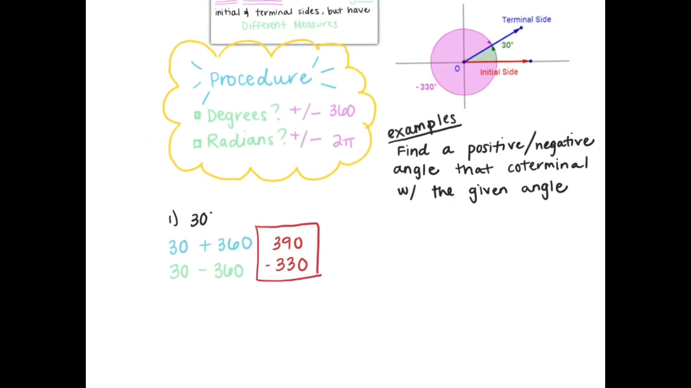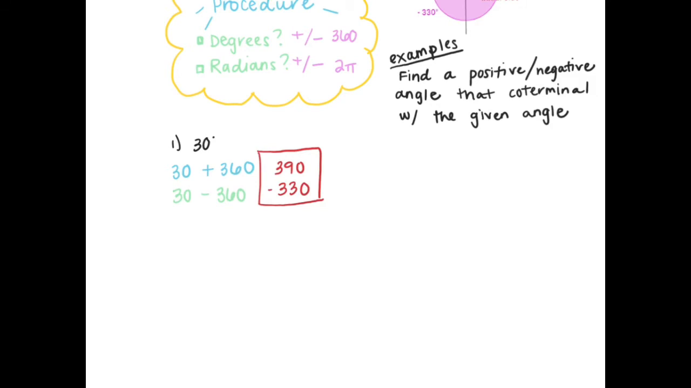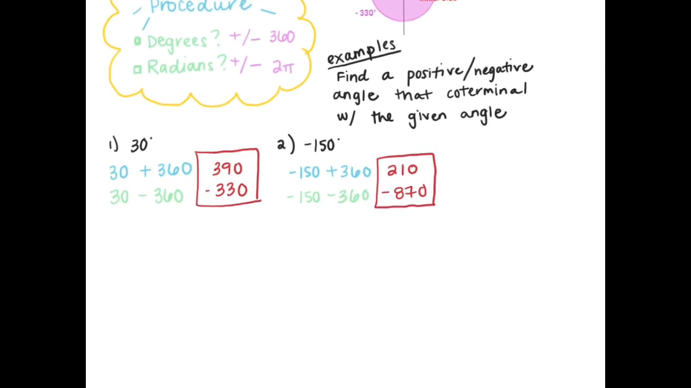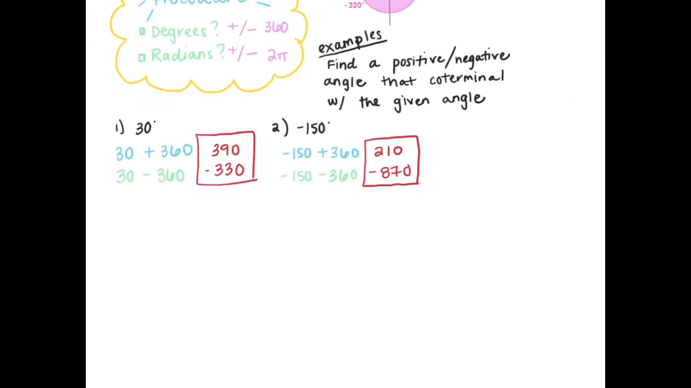Answer is always going to be in red. Let's try that again. Example 2. Let's take a look at negative 150. So we're going to take negative 150, add 360, and subtract 360. So my two angles should be 210 and negative 870. Remember, negatives in pre-cal with these just tell us a direction.